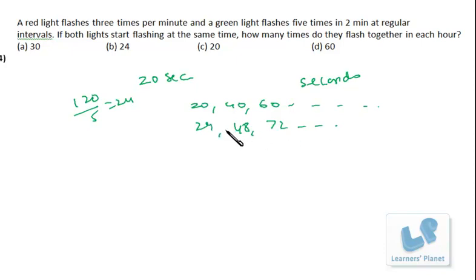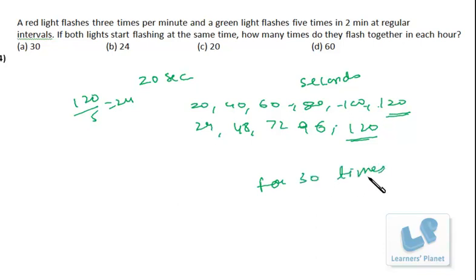after the date that we are going to calculate, that is the LCM of 20 and 24. Okay, just see 20, 40, 60, 80, 100, 120, 24, 48, 72, 96 and 120. That means after 120 seconds both of them are flashing together, that is 2 minutes. Okay, so from beginning they will be flashing together after 2 minutes. So in 60 minutes they will be flashing together 30 times. As simple as that.